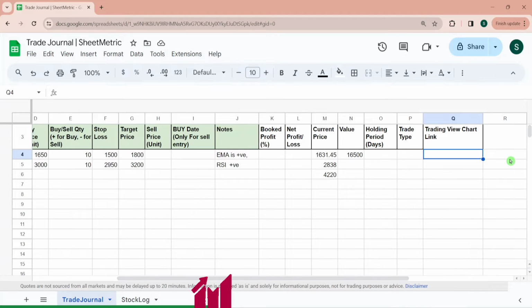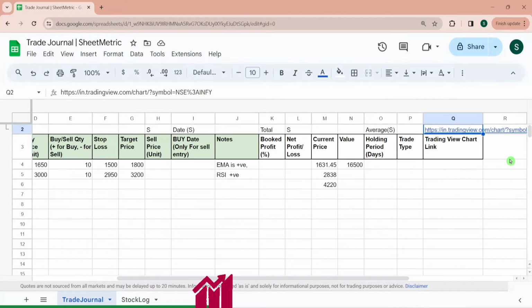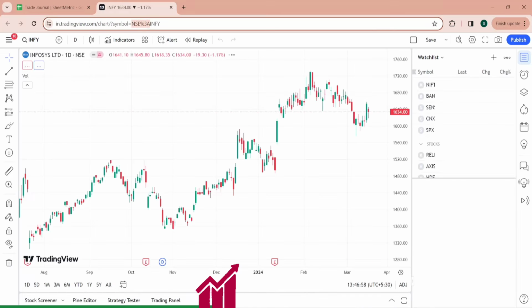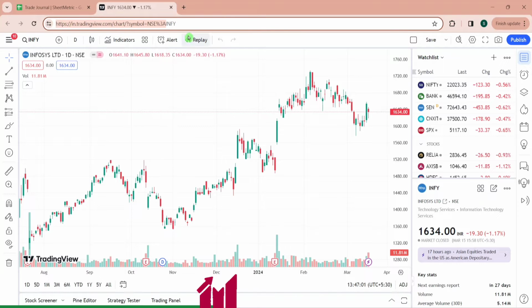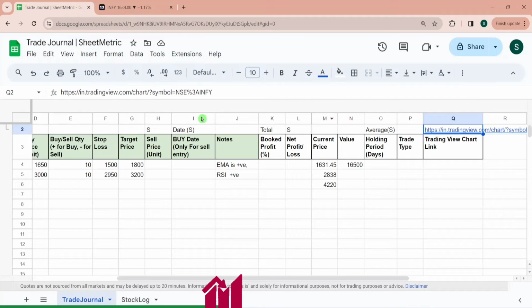Here we can also have a direct TradingView chart link. For any TradingView chart, there is a pattern. The URL that you are seeing over here is common for all the stocks listed in NSE, and then INFY, this is the changing variable, which is the symbol of the stock. So we will use this logic to build it over here.